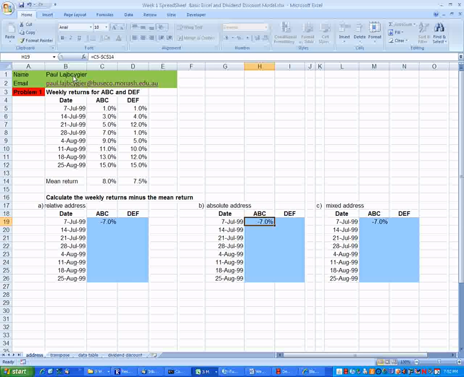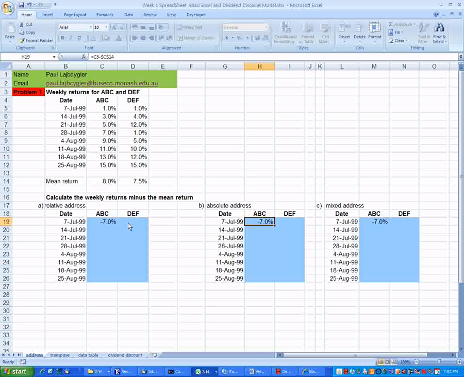In cell B1 I've put my name, and in cell B2 I have put my email address, and you must do the same when you work with these spreadsheets and save them. You'll notice that there are blue areas, and they're the areas that we're going to work with.